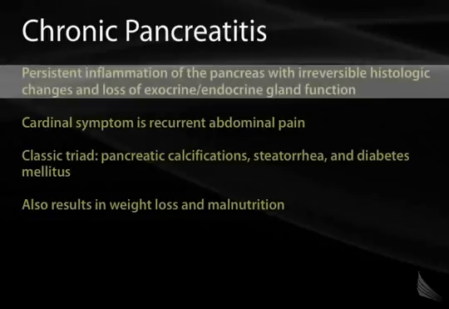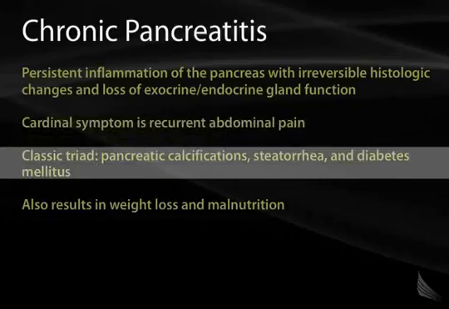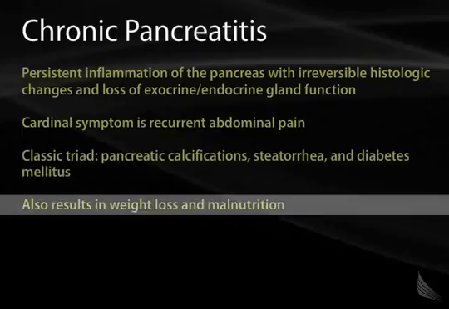Chronic pancreatitis, on the other hand, represents persistent inflammation of the pancreas with irreversible damage and histological changes. This is associated with loss of both the endocrine and exocrine function of the pancreas. Patients can therefore present with diabetes as well as malabsorption. The cardinal symptom in these patients is recurrent abdominal pain. The classic triad that is often seen is pancreatic calcifications, steatorrhea, and diabetes mellitus. Due to malabsorption, weight loss and malnutrition is often seen in these patients.